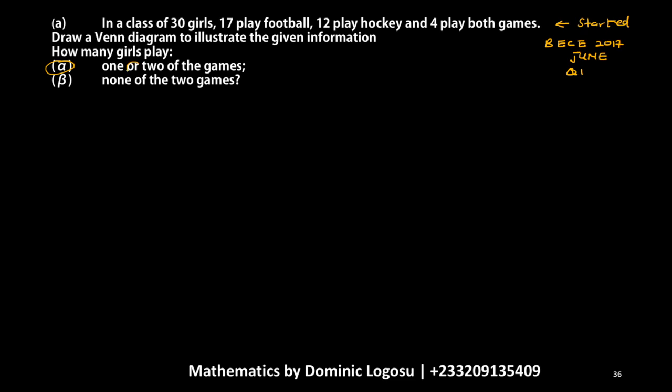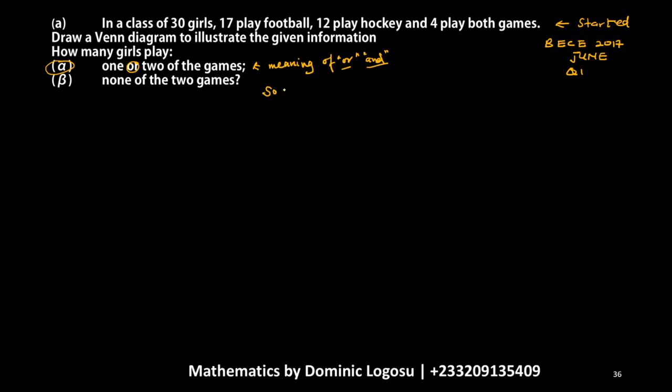So we are going to look at the meaning of or in mathematics, and then we also have and. Both of these have their meaning in mathematics. So we are going to look at that. I will explain that shortly. And then none of the 2 games basically means that there should be a complement part of this set or Venn diagram. Okay? So let's go ahead.